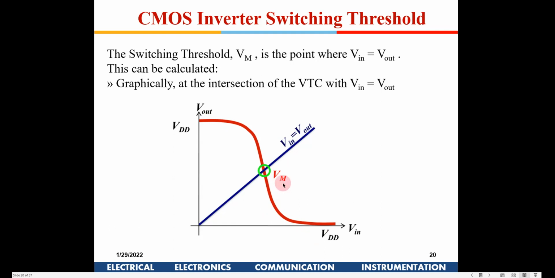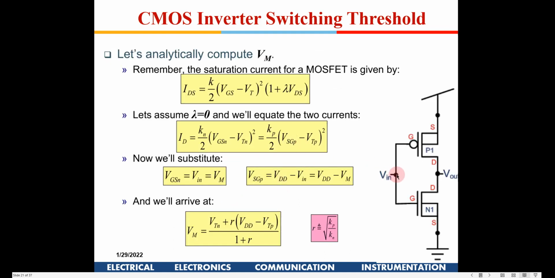So VM. Now if you want to find the value of VM, you can equate the currents. This is the nMOS current. Here lambda is put in to account for channel length modulation. If you neglect that, you can equate the PMOS and nMOS currents, assuming that at that center point both nMOS and PMOS are in the saturation region. If you equate these equations, then VSG will be VDD minus V in. So you put that into this equation here.